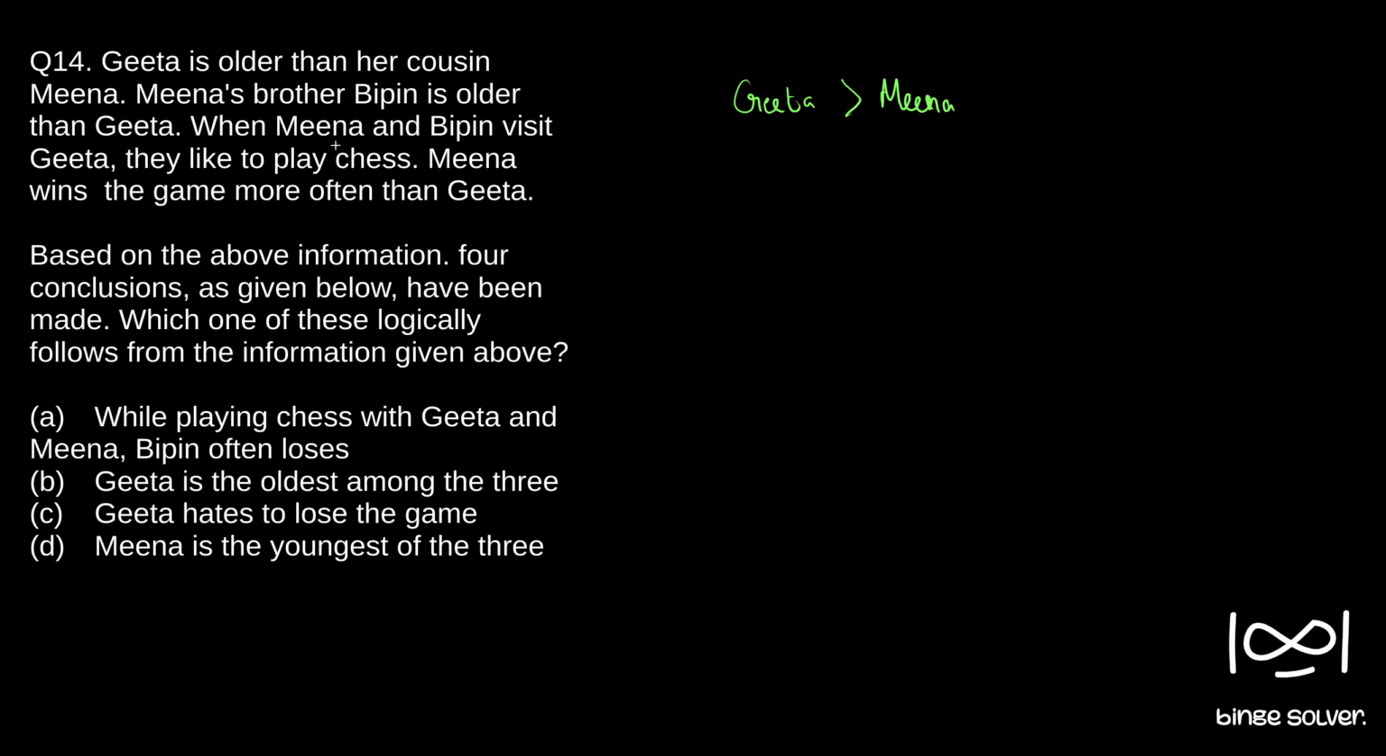So we don't have to worry much about the relationships here. That is one advantage. If we just check the question and answers quickly, we can skip certain information, such as that Meena is Geeta's cousin, and Bibin is Meena's brother. All such information we can skip. Anyway, Meena's brother Bibin is older than Geeta.